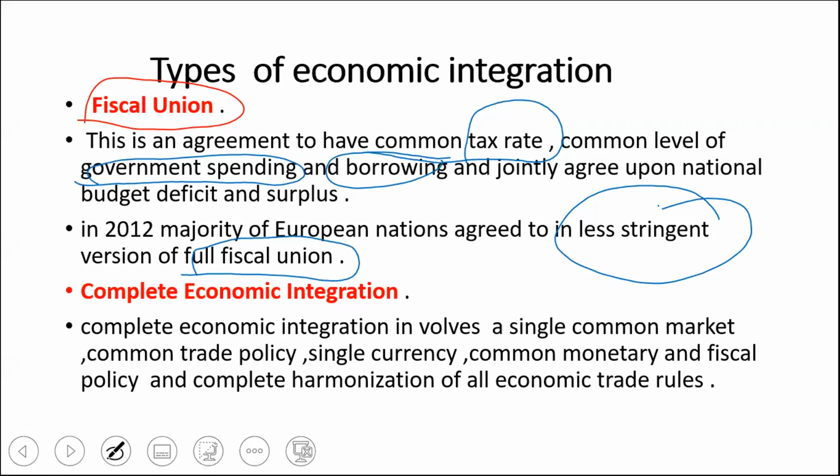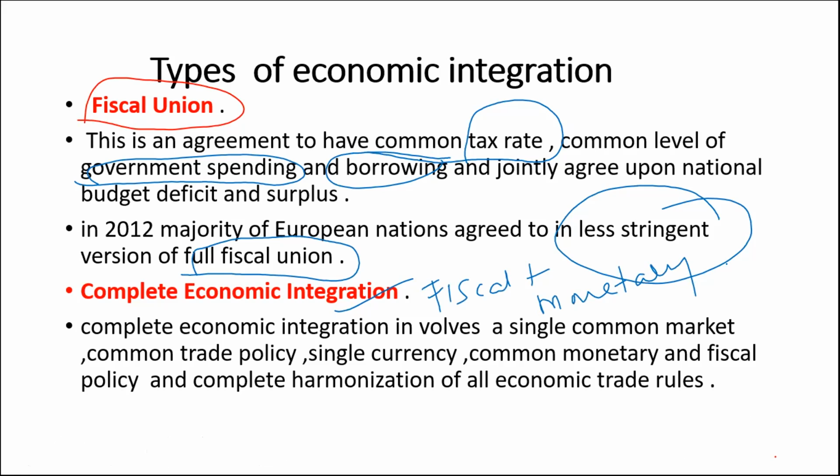Then complete economic integration. What do you mean by complete economic integration? Complete economic integration means fiscal plus monetary. Both will be there. There will be fiscal as well as monetary integration. Complete economic integration involves a single common market. That is the main feature. One minute, I will open it. Yes, single common market.